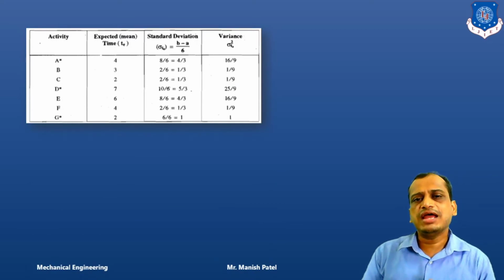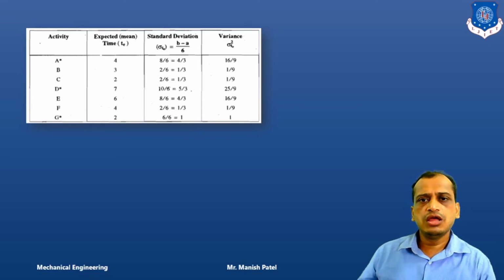Now, based on the activities and expected time, what can we calculate? We can calculate the standard deviation. How do you calculate standard deviation? Just use the formula B minus A upon 6. You already know B and A from the time estimates given in the data. Just put in the values and divide by 6, and you get the standard deviation. Now, what is variance here? Just square it and you will get the variance. Variance is the square of the standard deviation. So 4 by 3 squared is 16 by 9, 1 by 3 squared is 1 by 9, and so on.